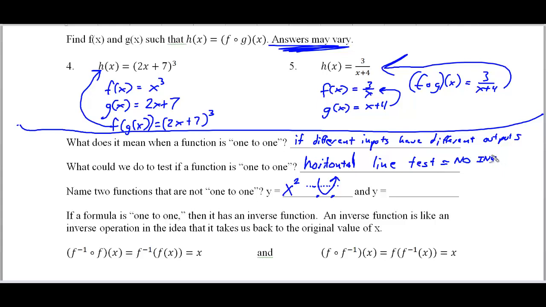Or actually, I should say instead of no inverse. Now, of course, I'm writing down no inverse, but that is if it fails the horizontal line test. If it fails the horizontal line test, then there's no inverse to the function. And now you might be thinking, well, why do I even care about inverse functions? What's so important about them?